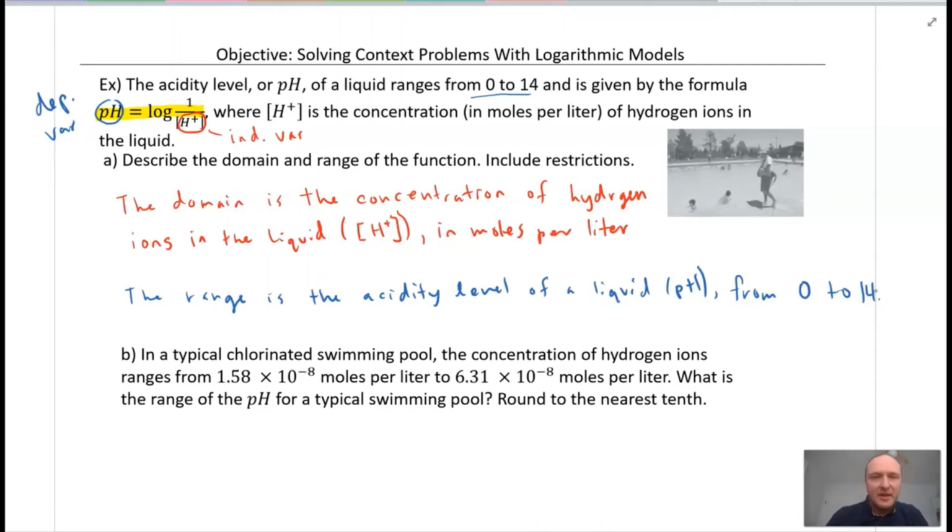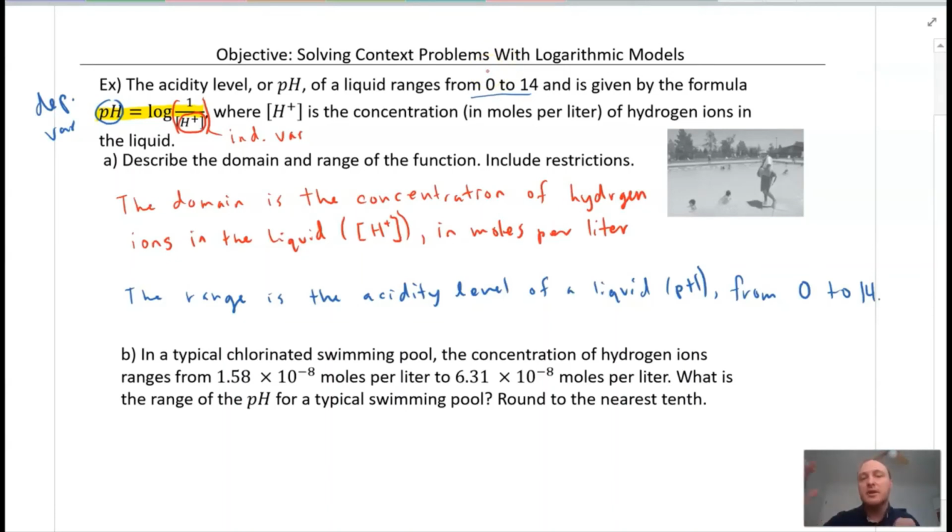Well, if we look at our formula up here, notice that our independent variable is in the denominator. So remember, a logarithm has an output of 0 at 1. So we can ask ourselves, what would make this argument 1? Well, if my denominator is 1, then my argument is 1, right? 1 divided by 1 gives us 1. So 1 will produce 0. If I plug in 1, I get a pH of 0.